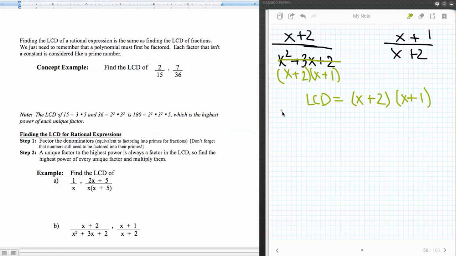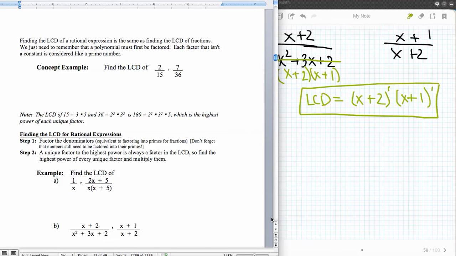So remember, I get an x plus 2 only one time, because which is higher, 1 or 1? Well, neither of them are higher, but I only get to choose one. So I get the x plus 2 to the first power and the x plus 1 to the first power. And that will be my least common denominator. So that's our review of finding a least common denominator.